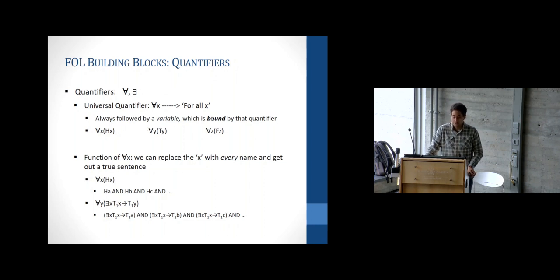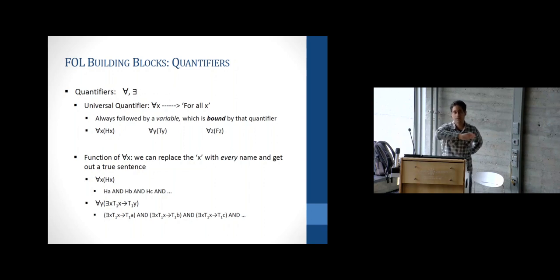And we say that the variable x is bound or tied to that quantifier. So the x here is bound to the quantifier here. The y here is bound to the quantifier here. They are tied together, so to speak. We read that as saying for all x, Hx. If H is human, we're saying everything is a human. For all x, x is a human.